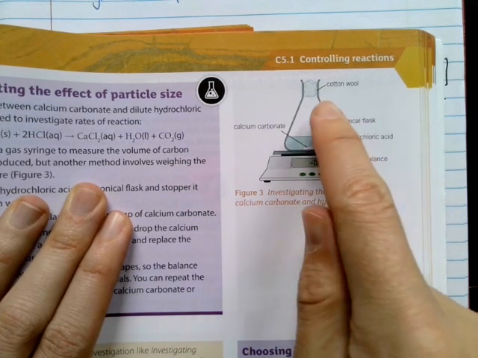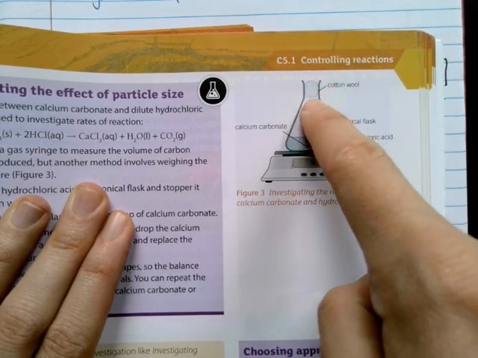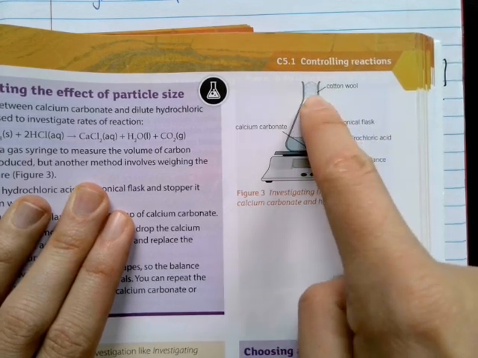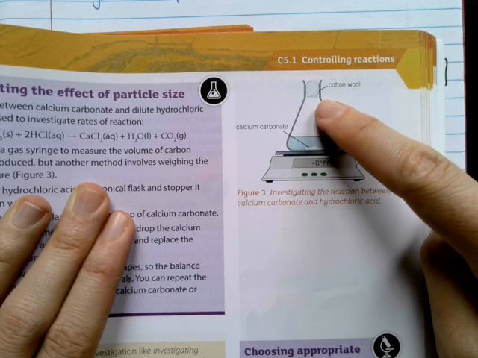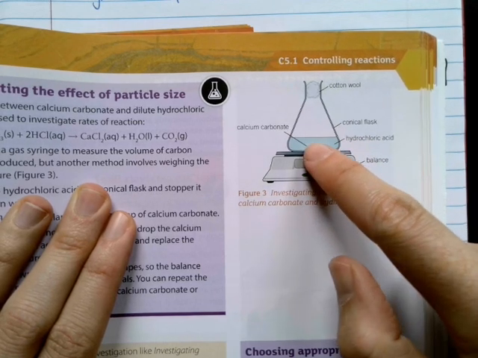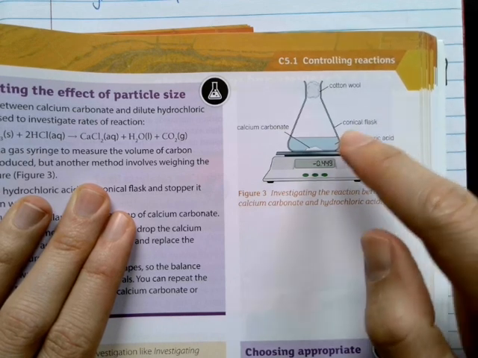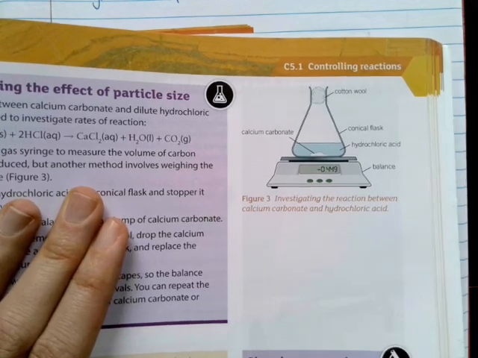Now there is some cotton wool in the neck of the conical flask, and its purpose is to make sure that only gas escapes and no liquid escapes. Obviously if some of the hydrochloric acid escapes as well, that's going to mess up our results, because we only want carbon dioxide to be escaping.